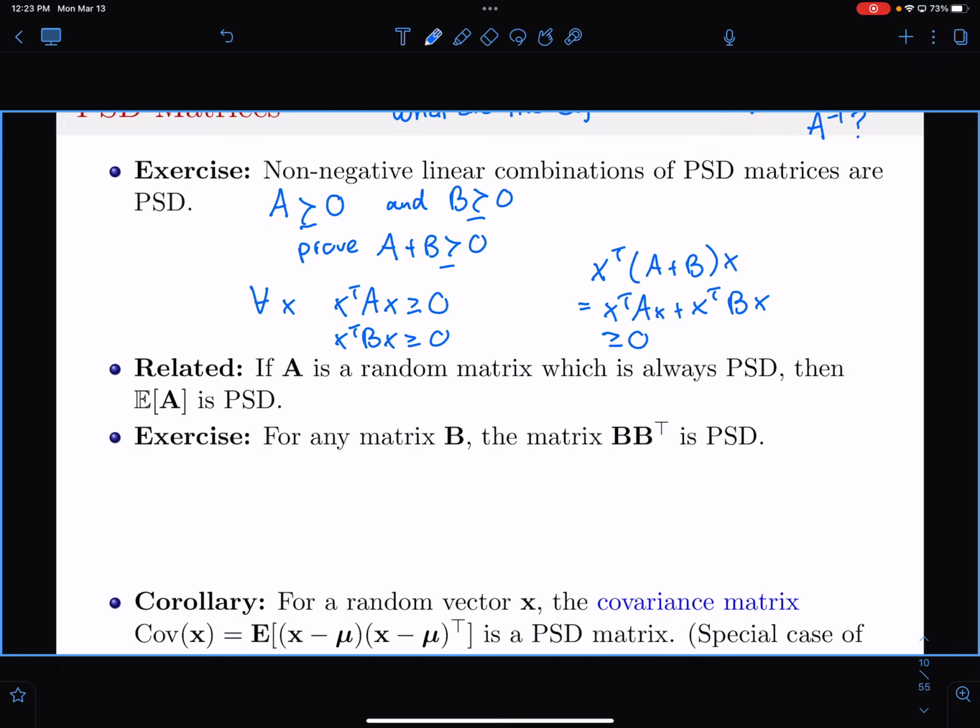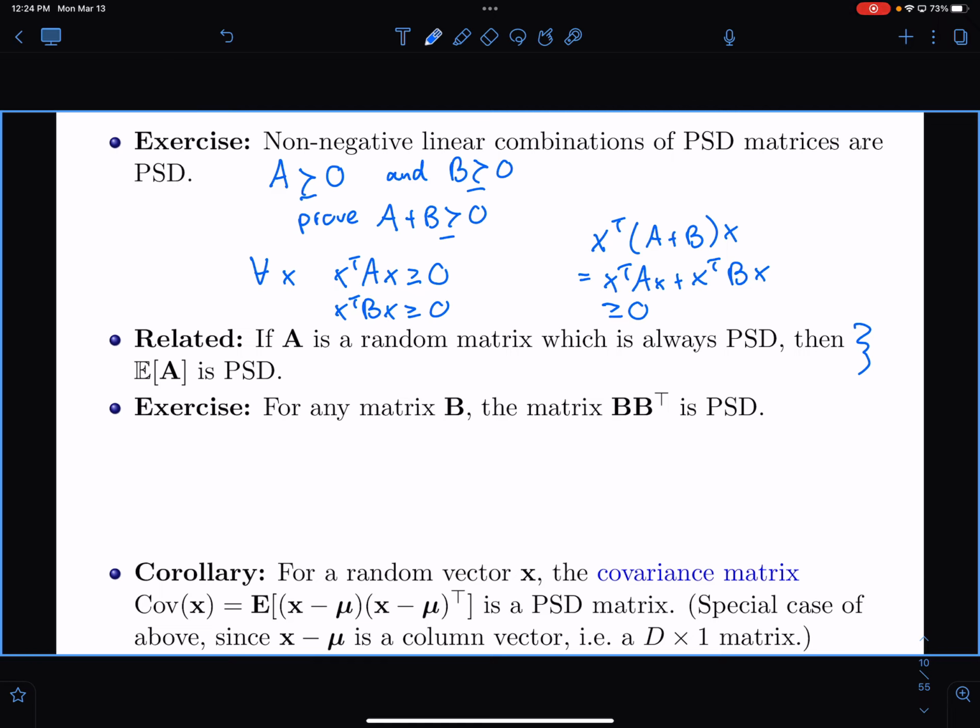In general, if you have more positive semi-definite matrices, we're just going to get a whole bunch of terms that are all greater than or equal to 0, and you can scale them by non-negative constants as well. The property is still going to hold. A generalization of this is that if you have a random matrix where every possible instantiation of that matrix is positive semi-definite, then the expectation of that random matrix is also positive semi-definite. Okay, so that's the first property.